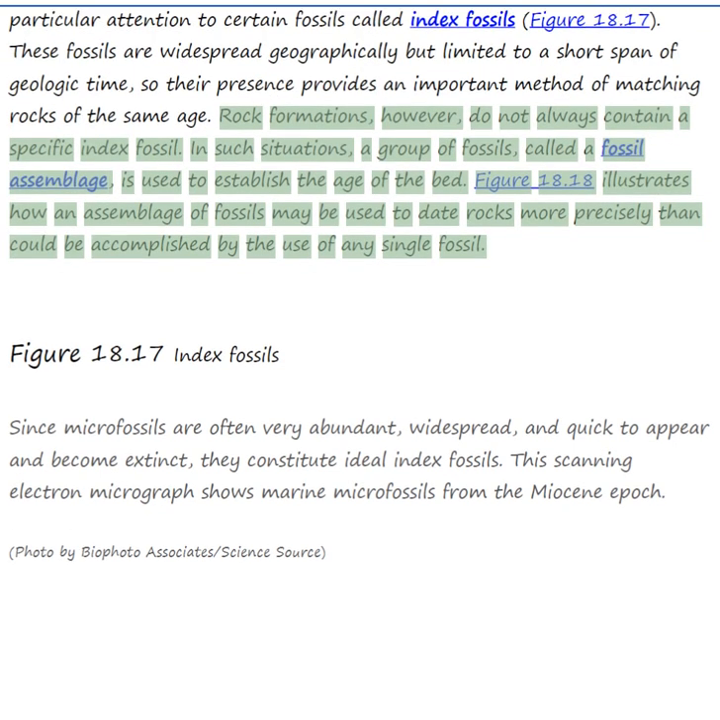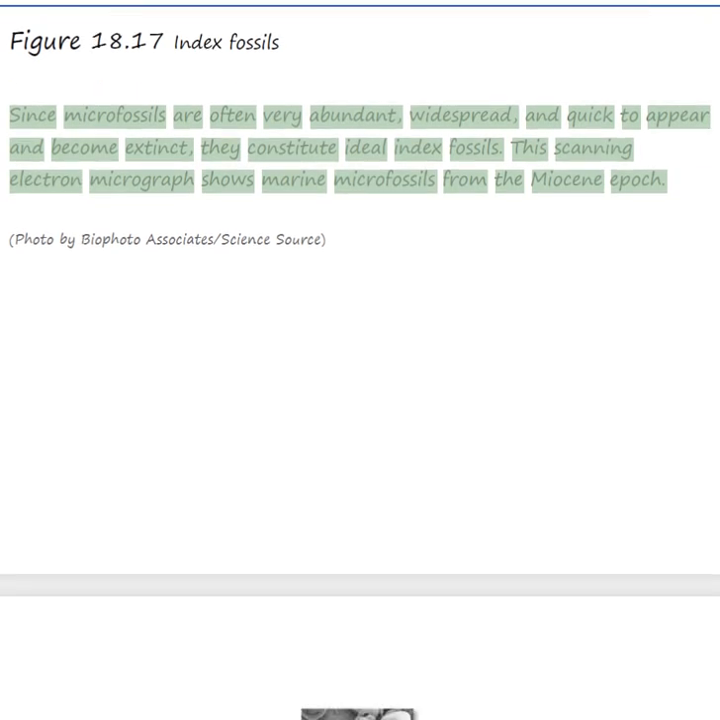Rock formations, however, do not always contain a specific index fossil. In such situations, a group of fossils, called a fossil assemblage, is used to establish the age of the bed. Figure 18.18 illustrates how an assemblage of fossils may be used to date rocks more precisely than could be accomplished by the use of any single fossil. Since microfossils are often very abundant, widespread, and quick to appear and become extinct, they constitute ideal index fossils. This scanning electron micrograph shows marine microfossils from the Miocene epoch.